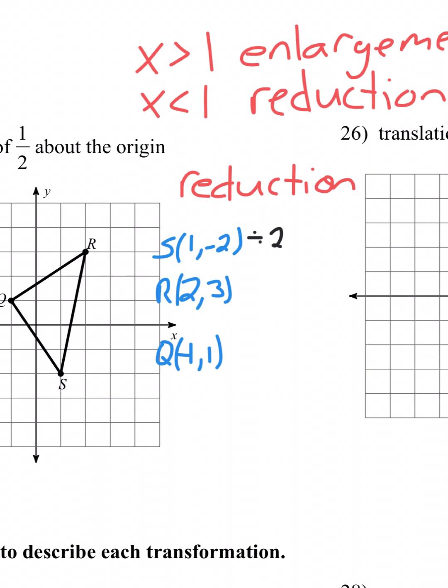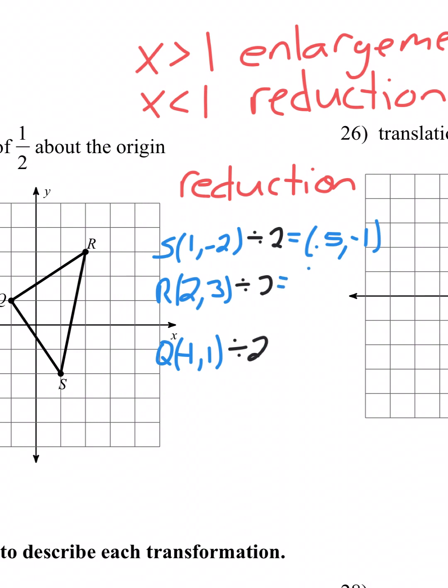Okay, if I pick divide by 2, what's 1 divided by 2? 0.5. Is it okay to get decimals? Yes. What's -2 divided by 2? -1. Yep. Still be careful of your positives and negatives. Okay. I'm going to divide each coordinate by 2.